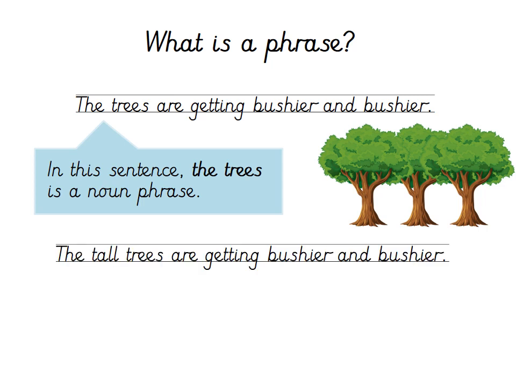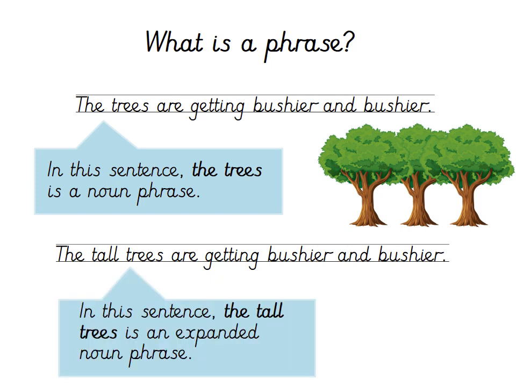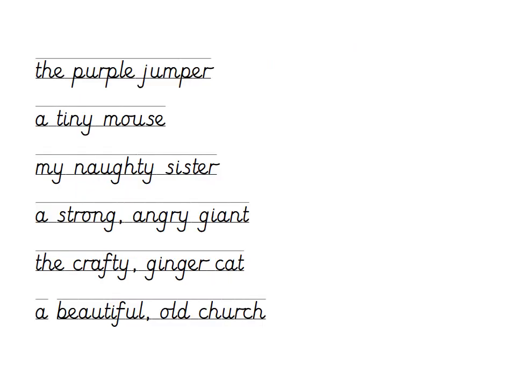I've created an expanded noun phrase within this sentence by adding an adjective before the noun trees. Have you spotted the adjective that I've added? Well done. The adjective is tall. In this sentence, the tall trees is an expanded noun phrase. Let's read these expanded noun phrases together. Can you spot the noun within each phrase? The purple jumper, a tiny mouse, my naughty sister, a strong angry giant, the crafty ginger cat, a beautiful old church.